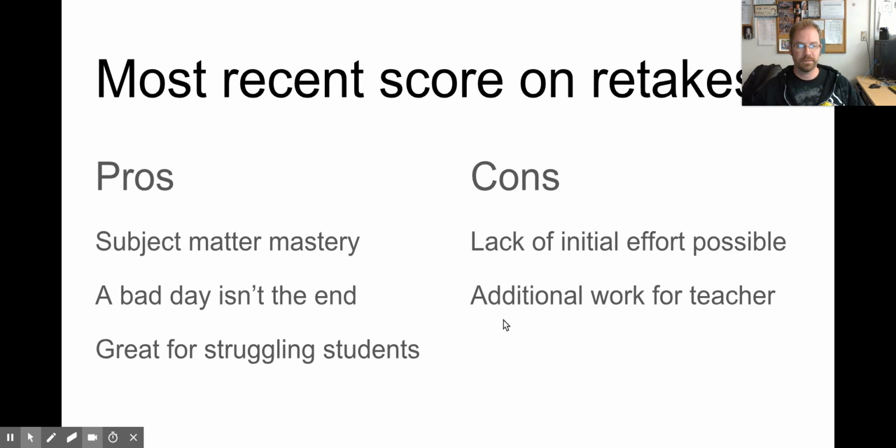The con is there's a possibility for lack of initial effort. If the kid knows that the ELO on AR verbs is on this next test, and they haven't studied for it or prepared for it, or been working very hard in class, they think, I can just retake it. That can happen, and that does happen, and that's frustrating. I'll talk about the way I've tried to avoid that in a minute. And then, of course, it is more work for me because it's just retakes. It is a lot of work, but I think it's good for the kids.